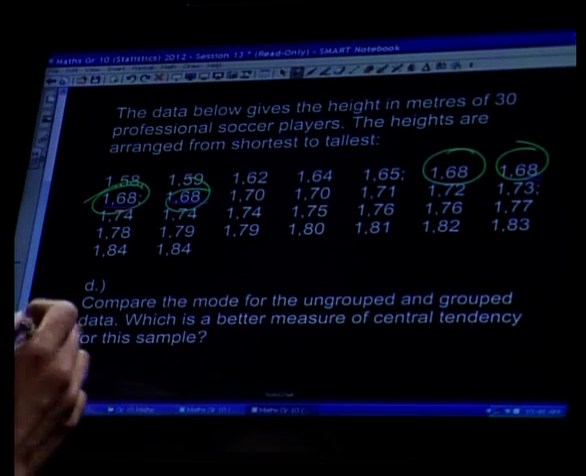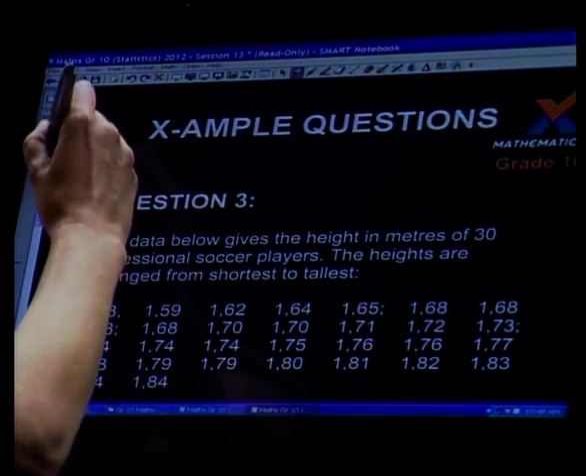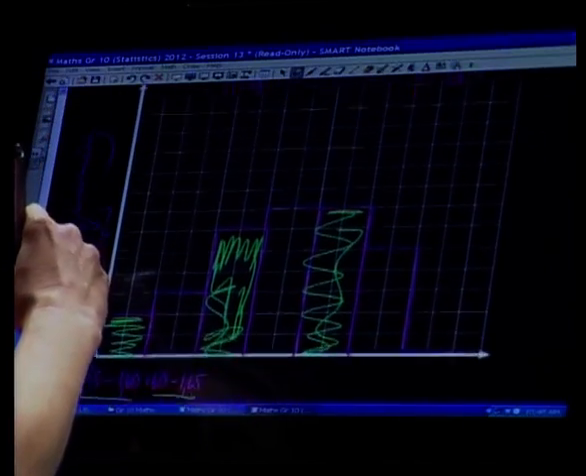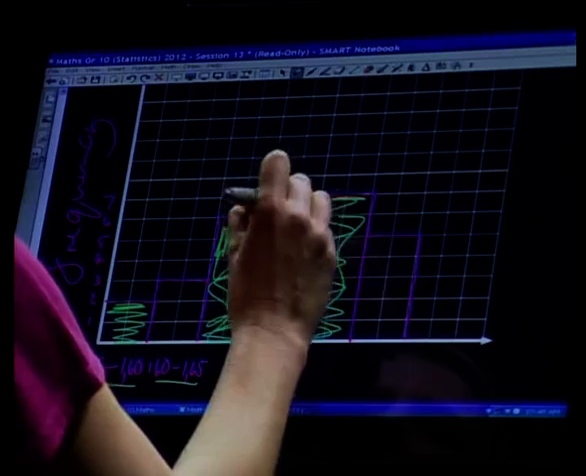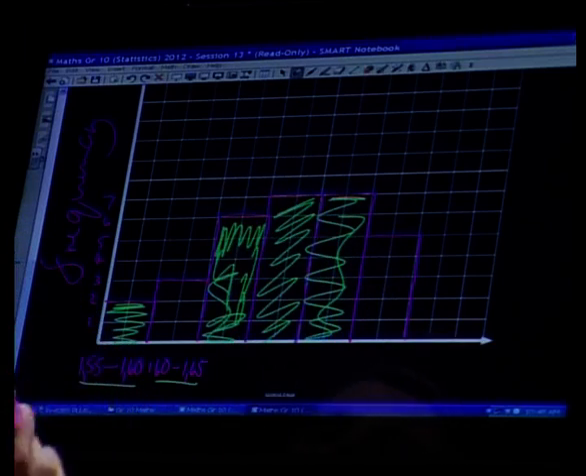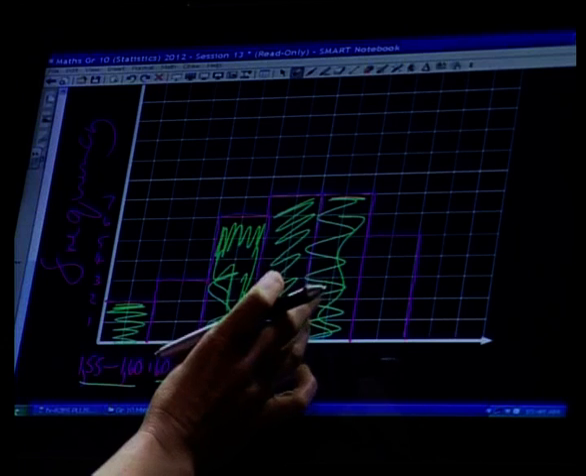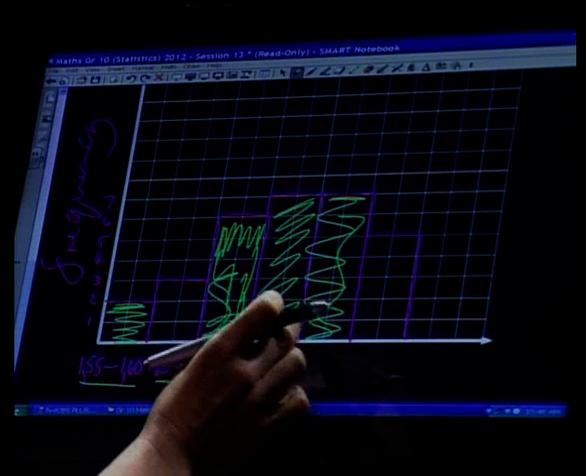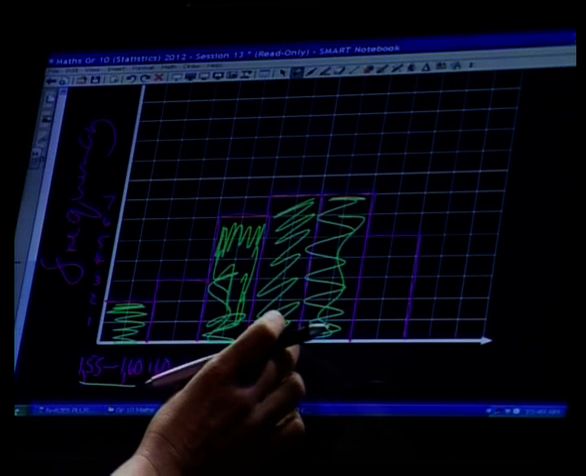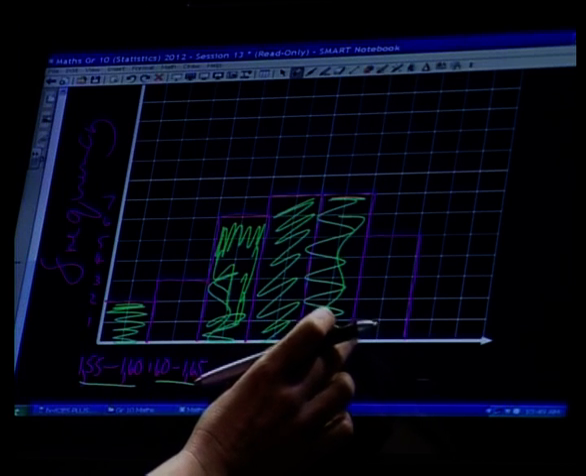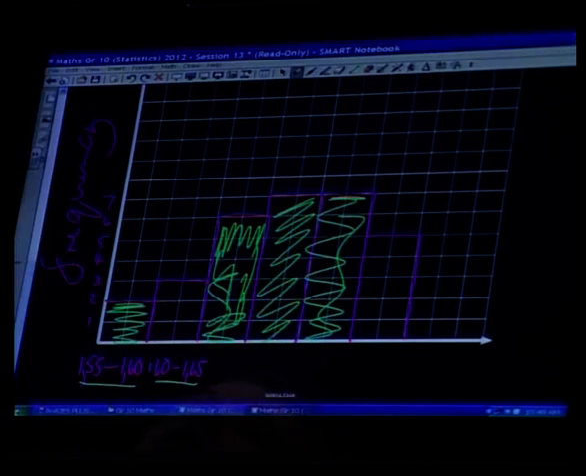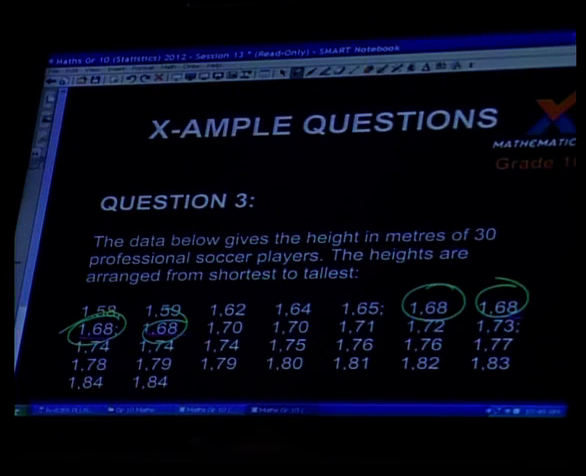However, if I look back at my diagram, my histogram, my modal classes, this data set is bimodal. My modal classes are 170 to 175 and 175 to 180, right? Just to explain quickly, bimodal means that there are 2 modal classes.